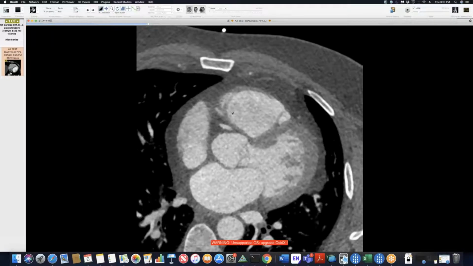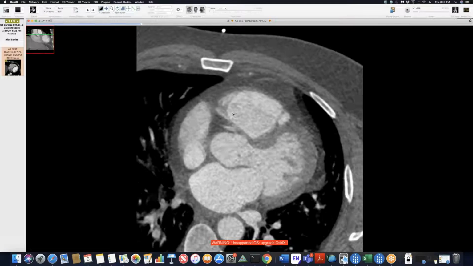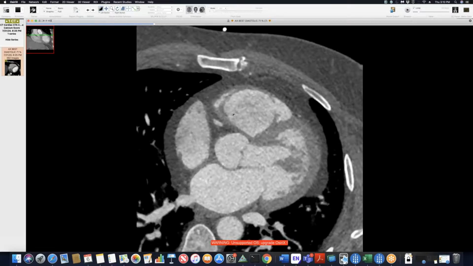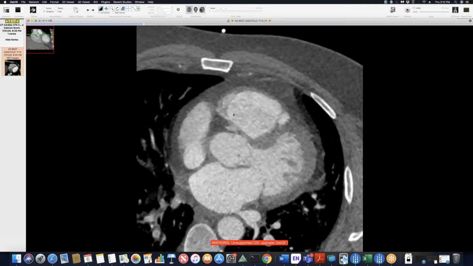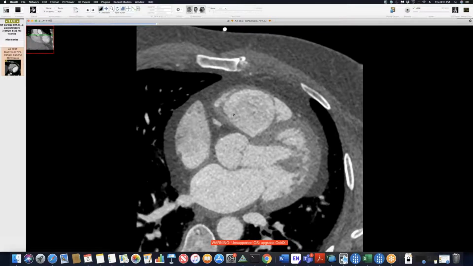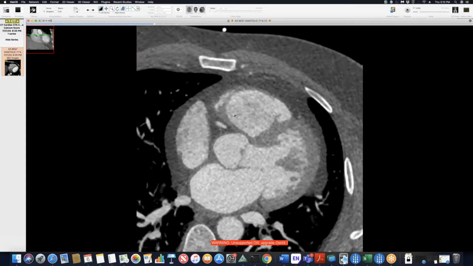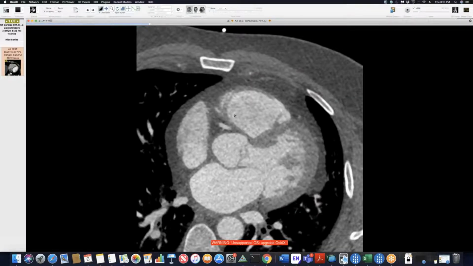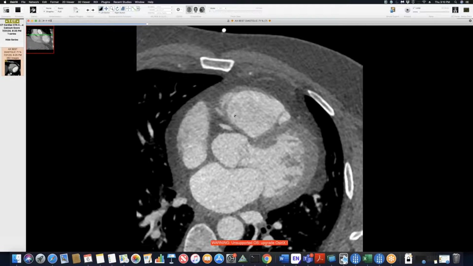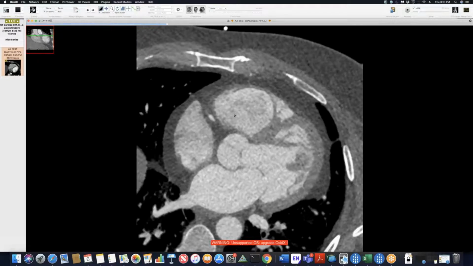So he said that this could be ARCAPA, which is an extremely rare diagnosis, anomalous origin of the RCA from the PA, even much rarer than ALCAPA, which is in and of itself rare. But he was astute to point out this could also be artifact.